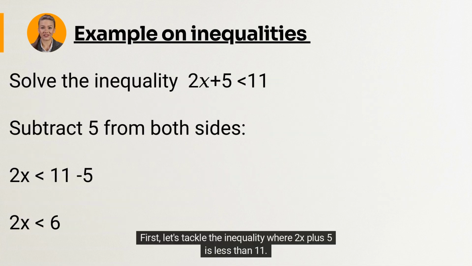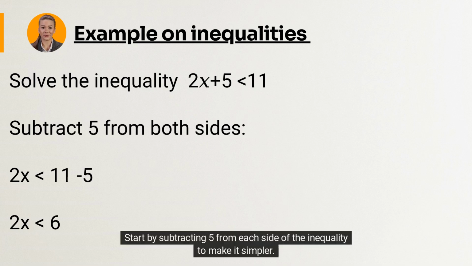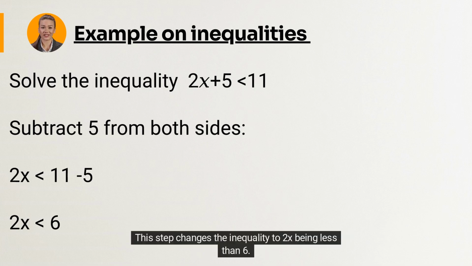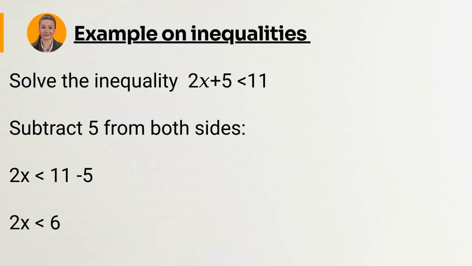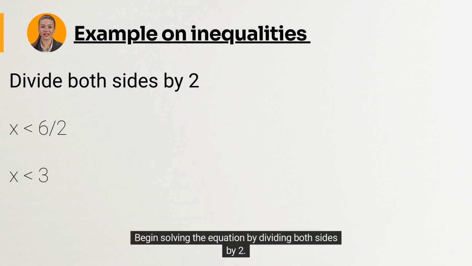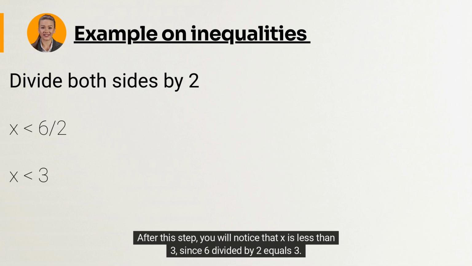First, let's tackle the inequality where 2x plus 5 is less than 11. Start by subtracting 5 from each side of the inequality to make it simpler. This step changes the inequality to 2x being less than 6. So, after this simplification, 2x is less than 6. Begin solving by dividing both sides by 2. After this step, you will notice that x is less than 3, since 6 divided by 2 equals 3.